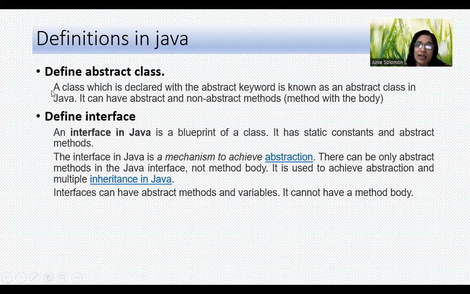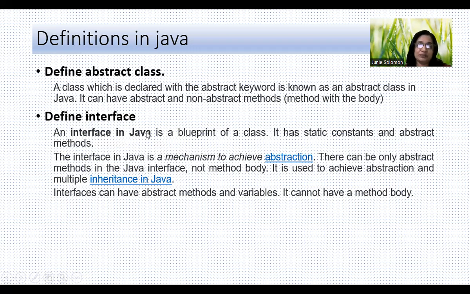What is abstract? This is the definition: a class which is declared with the abstract keyword is known as an abstract class in Java. It can have abstract and non-abstract methods, that is, methods with a body. If you have abstract methods in that class, the class becomes abstract. Even non-abstract methods you can write inside it. That's called an abstract class.